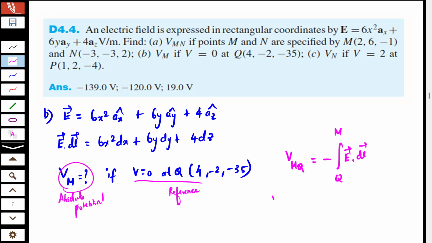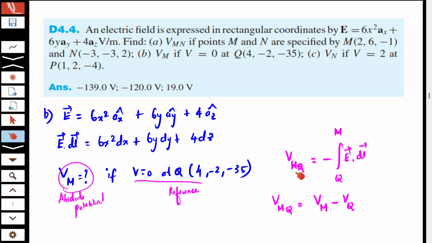Now, we also know difference in potential VMQ can be written as VM minus VQ. So this is the difference in potential, that is potential difference between M and Q. If Q is the reference, it can be written as absolute potential VM minus VQ. These are already discussed in the theory videos of potential difference and absolute potential. You can refer those videos.